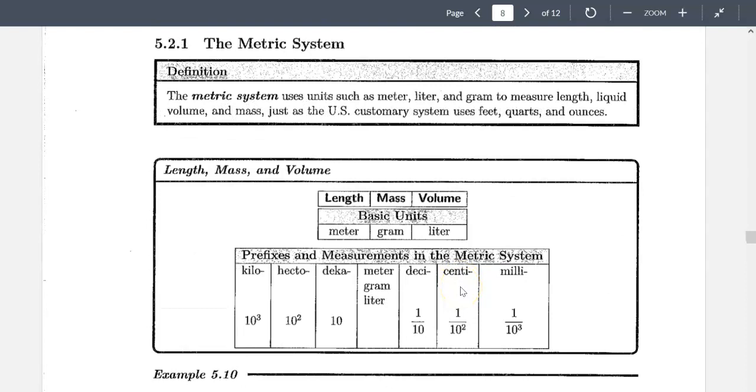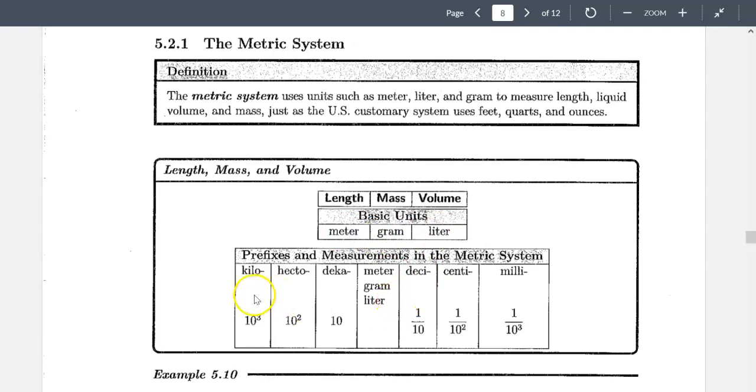Now, the metric system is a lot simpler, in a way where all you need to worry about is the basic unit. If you talk about length, it's going to be in meters. If you're talking about weight or mass, it's going to be in grams. Volume, like our capacity earlier, is our liter. So meter is how you measure length. Gram is how you measure weight. Liter is the capacity for liquids.